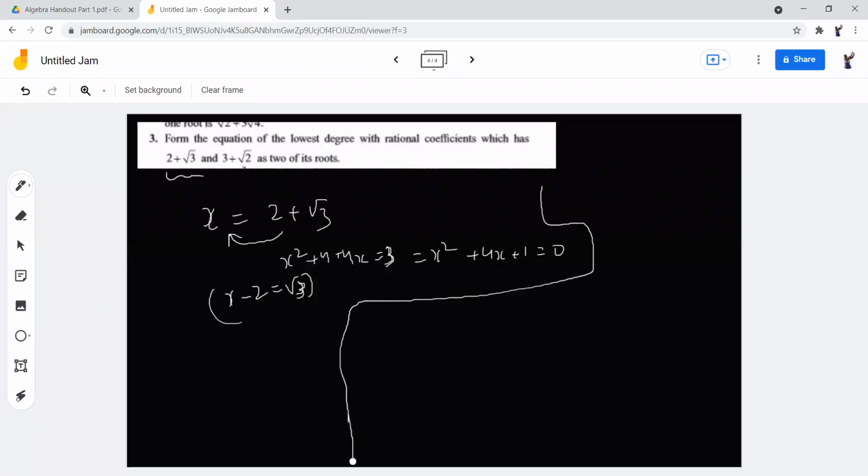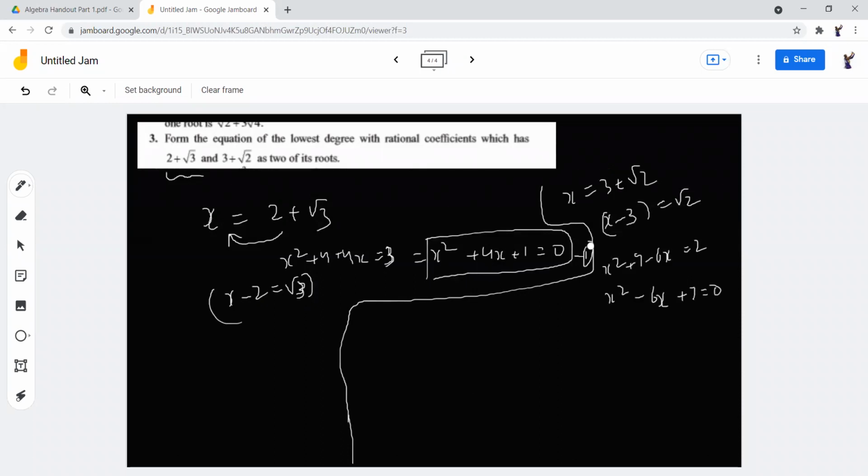Now let us take x equals 3 plus root 2. Sending 3 to this side, x minus 3 equals root 2. Square on both sides: x square plus 9 minus 6x equals 2. You get x square minus 6x plus 7 equals 0. Let us take this as equation 1 and this as equation 2.